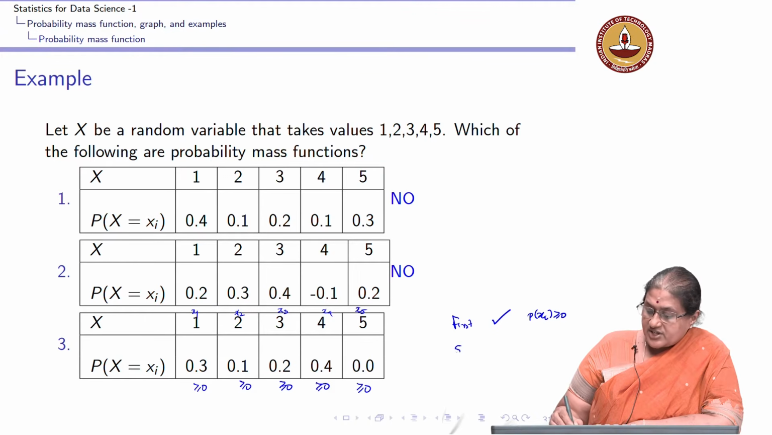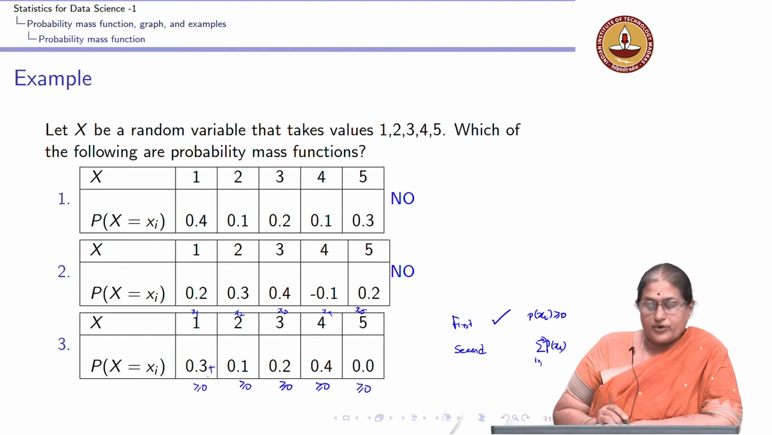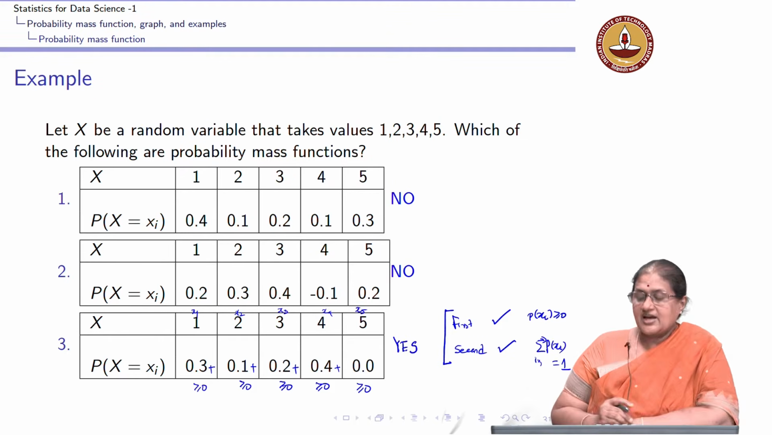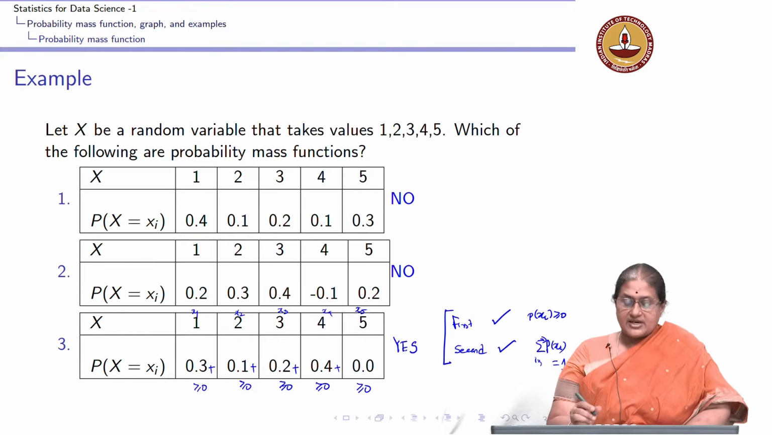Now, let's check the second condition, which is the summation of p of xi, i going from 1 to 5: 0.3 plus 0.1 is 0.4, 0.4 plus 0.2 is 0.6, 0.6 plus 0.4 is 1, 1 plus 0 is 1. Yes, it is equal to 1. So, both the conditions are satisfied. Hence, this is a probability mass function.